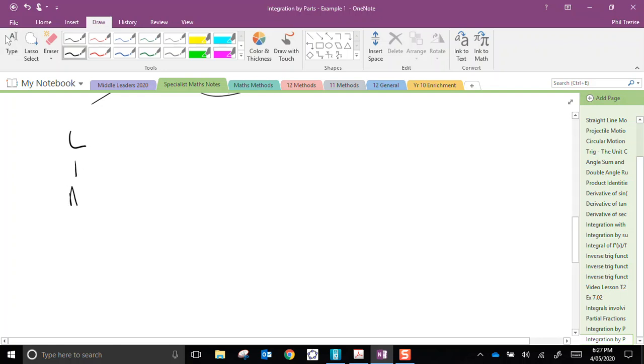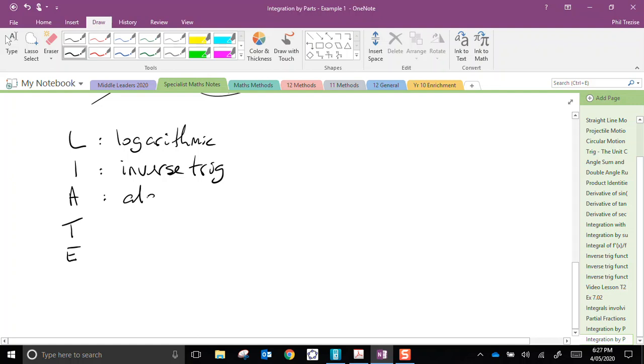Now I'll just write this down first. L means logarithmic. I means inverse trigonometric. A means algebraic, so polynomials or powers of x and so forth. T means trigonometric. And E means exponential.